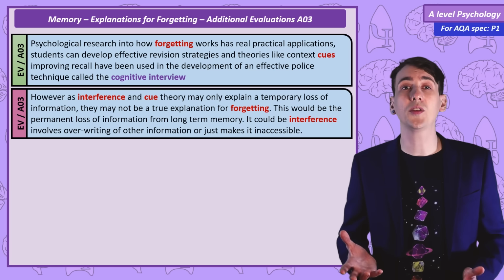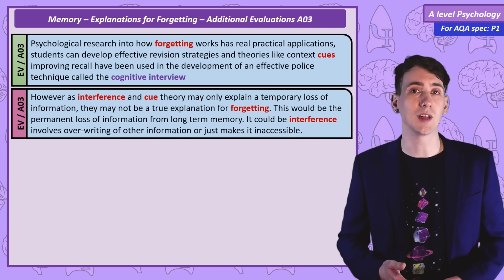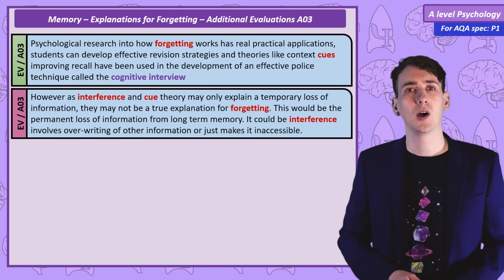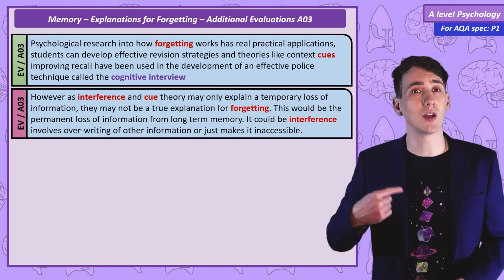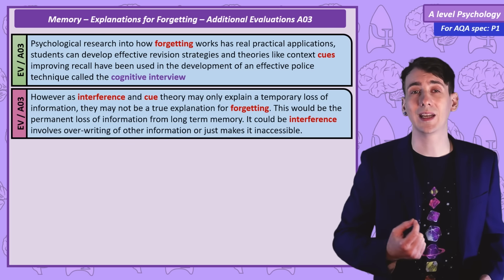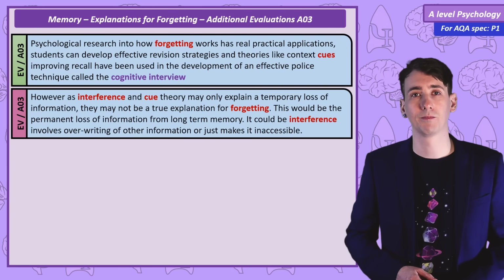With interference, the loss of information might only be a temporary process, so interference theory might not be a true explanation of forgetting. We don't know if interference involves writing over information so it's no longer accessible, or if with the right cues, we can access that lost information.